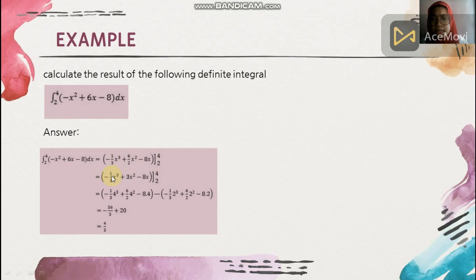This is equal to minus x cubed over 3 plus 3x squared minus x, evaluated from 2 to 4, which is equal to minus 4 cubed over 3 plus 6 times 4 squared over 2 minus x times 4, minus (minus 2 cubed over 3 plus 6 times 2 squared over 2 minus x times 2), which is equal to minus 56 over 3 plus 20.